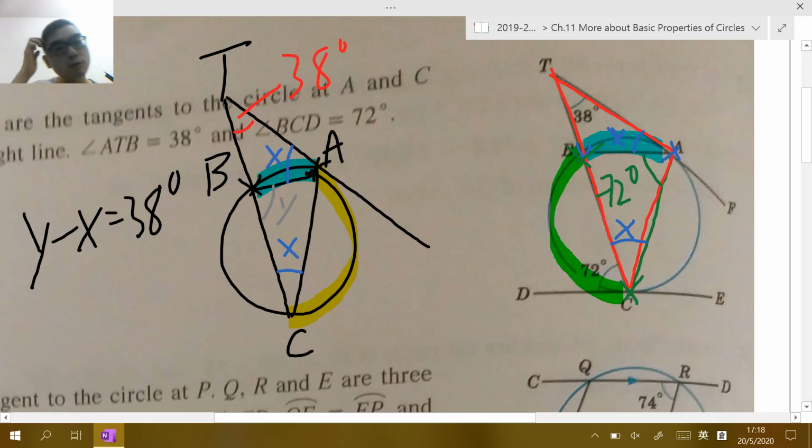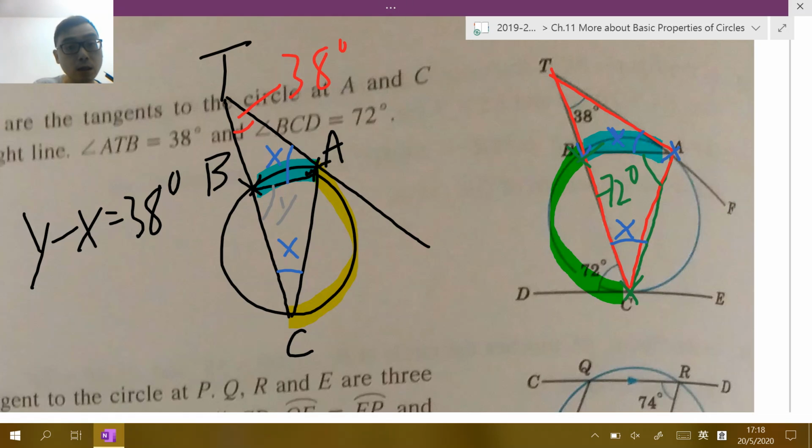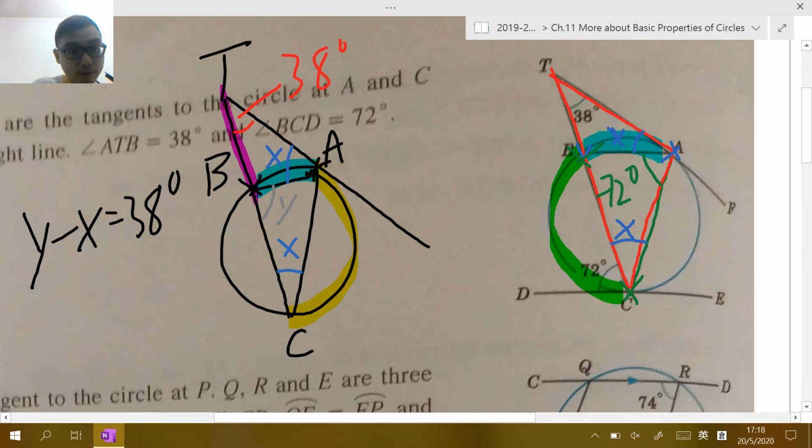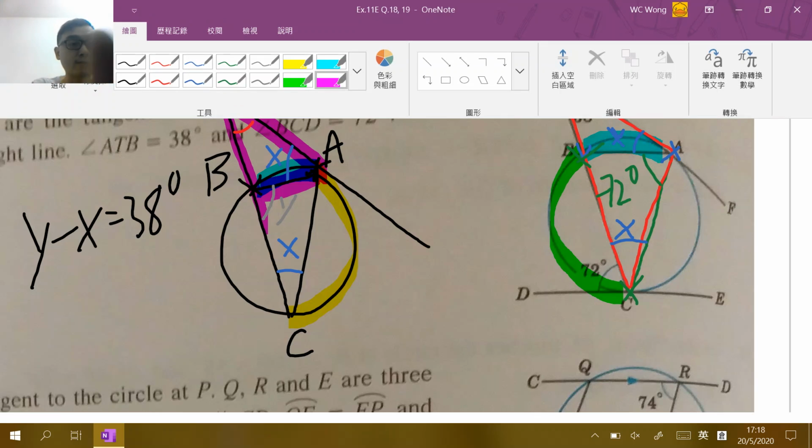So why do we have to do so? Because you can see the triangle again, this one, the exterior angle of a triangle again. So you will have the relation to get y as such a result. You can see this one is very, very similar to what we have said before.